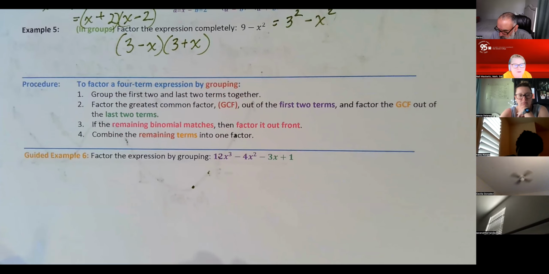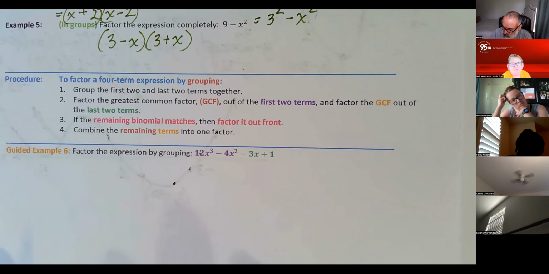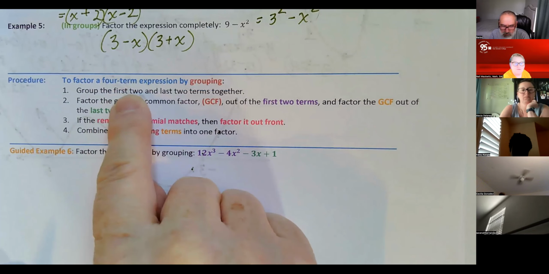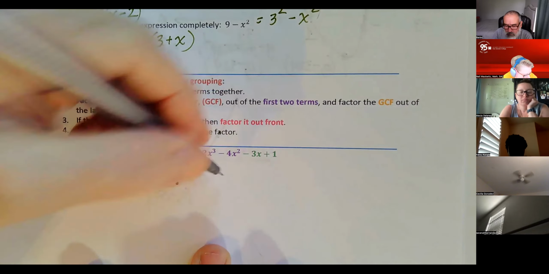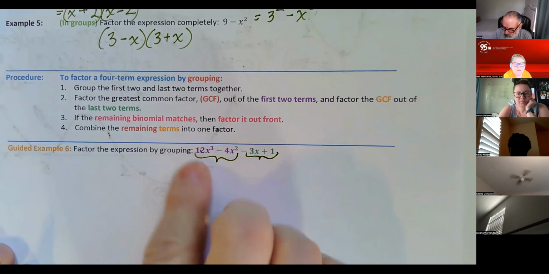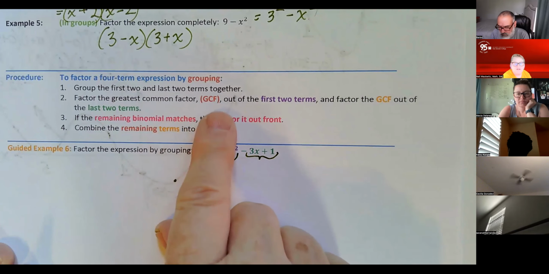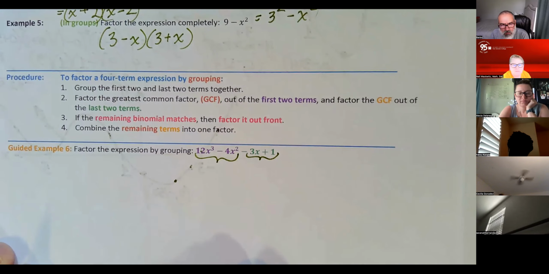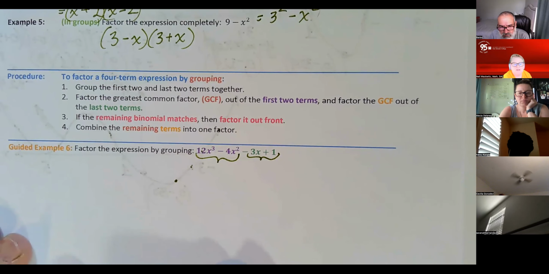Okay, factoring by grouping is one of the most powerful factoring techniques. You have to have 4 terms, and we're going to group the first 2 terms and the last 2 terms. In the first 2 terms, we're going to see what is the greatest common factor. So what is the largest thing common between 12 and 4? It's like the greatest common factor, so the smaller. What's the biggest thing that's the same between 12 and 4?